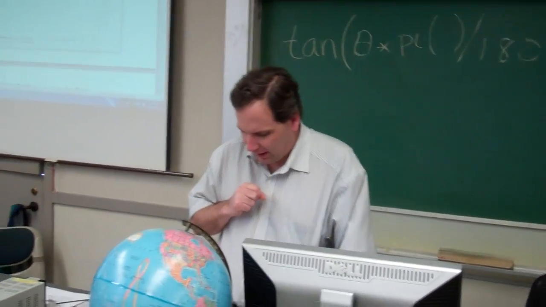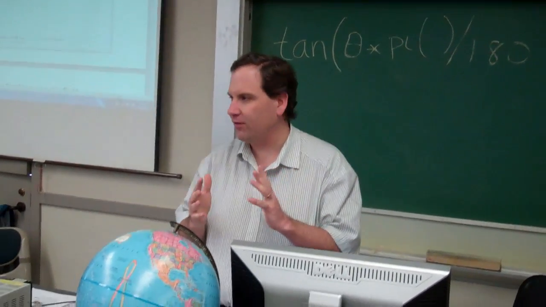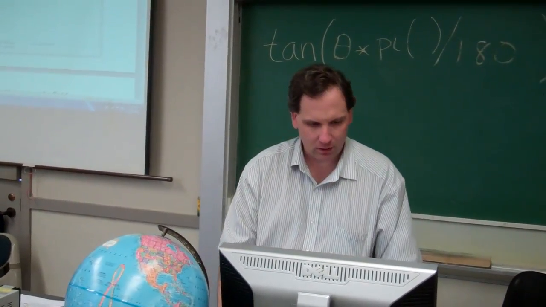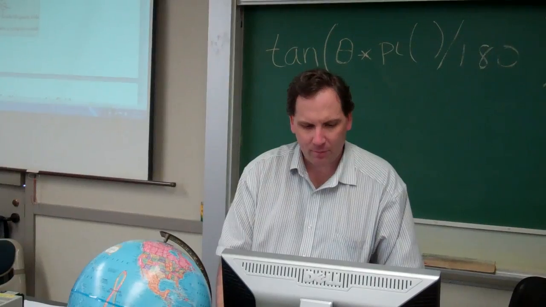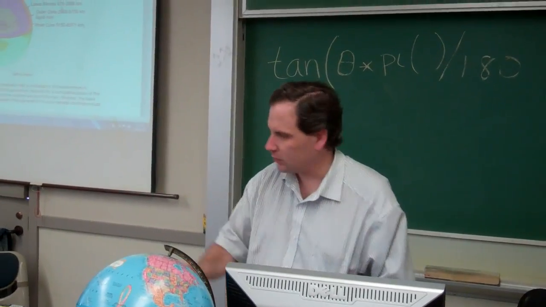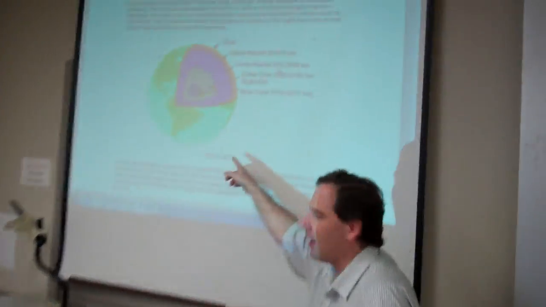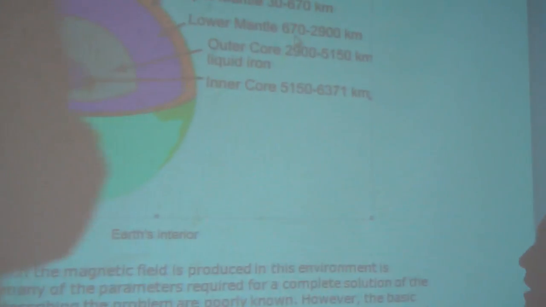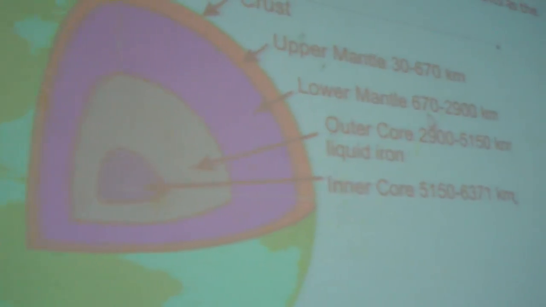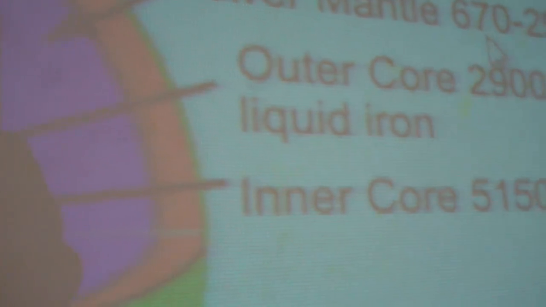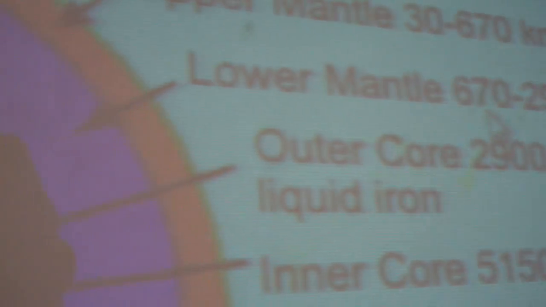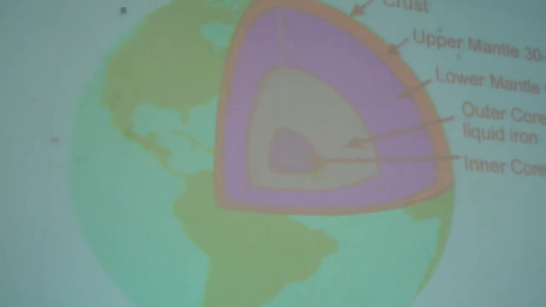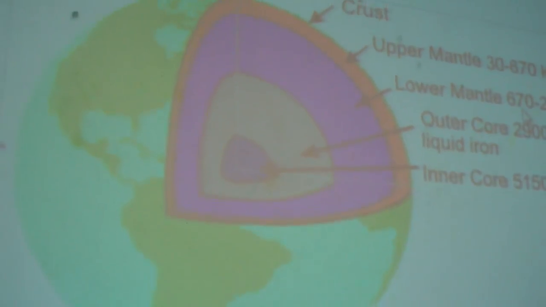Okay, so what causes the Earth's magnetic field? Well, if we look at a model of the Earth's core, I hope you can see this. In the center you have an inner core. Does anybody know what the inner core is made up of? Liquid. No, the inner core is solid nickel and iron. And around that we have an outer core which is liquid iron.